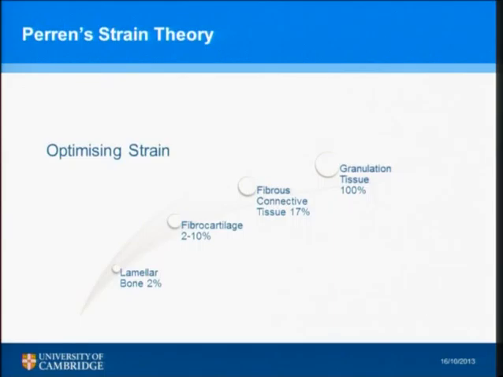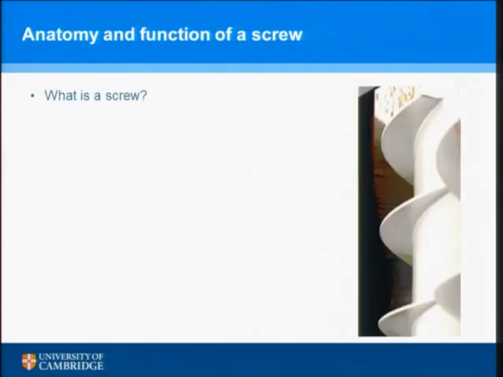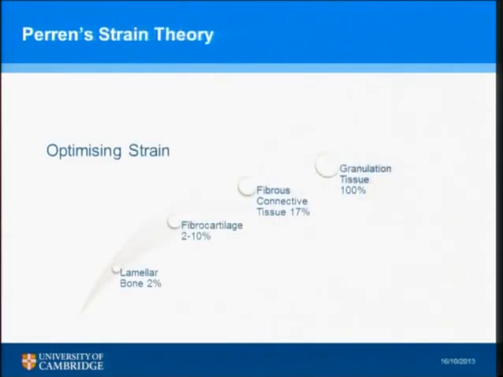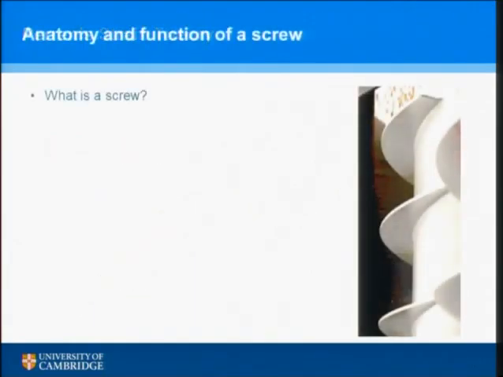Now that brings us to the important thing of Perren's strain theory, which states that if the two ends of the bones are moving too much, that is about 100%, then you will not get bone formation, but you get granulation tissue. If the bones are moving at about 17%, you get fibrous tissue. Fibrocartilage is 2 to 10%, and only when there is micromotion do you get laminar bone formation, which is what you're trying to achieve in absolute stability.